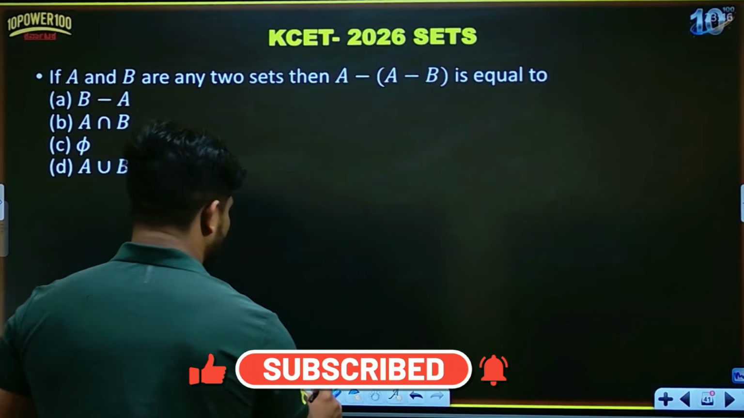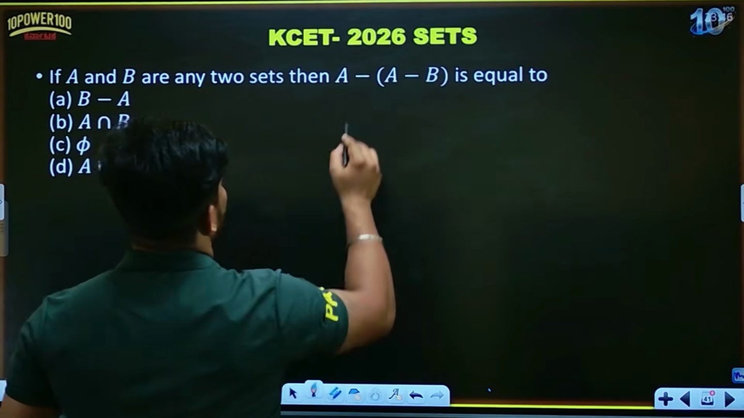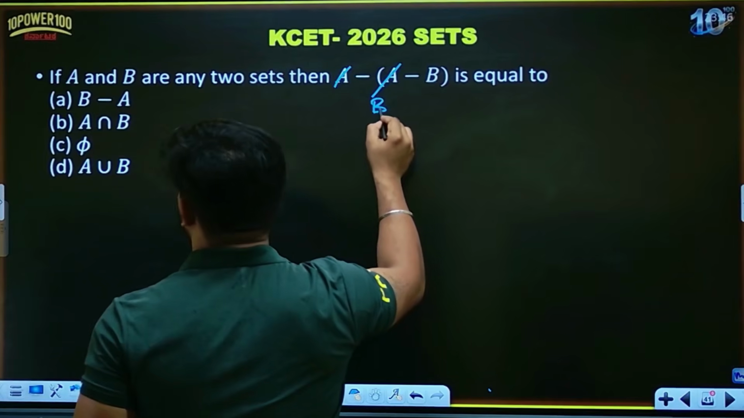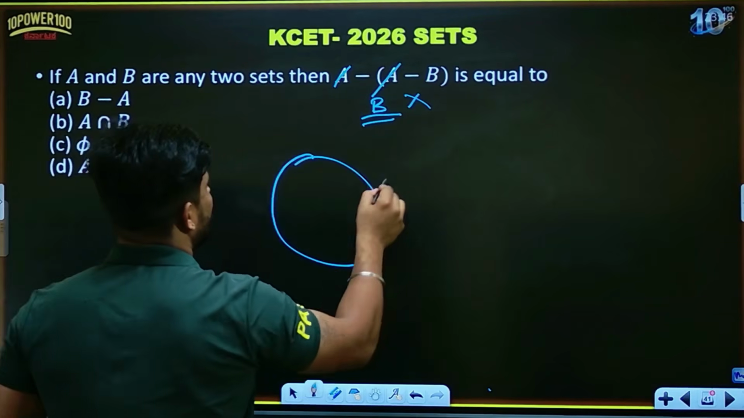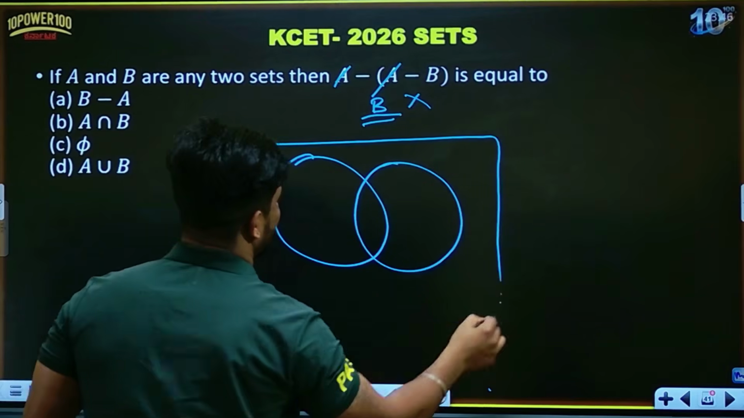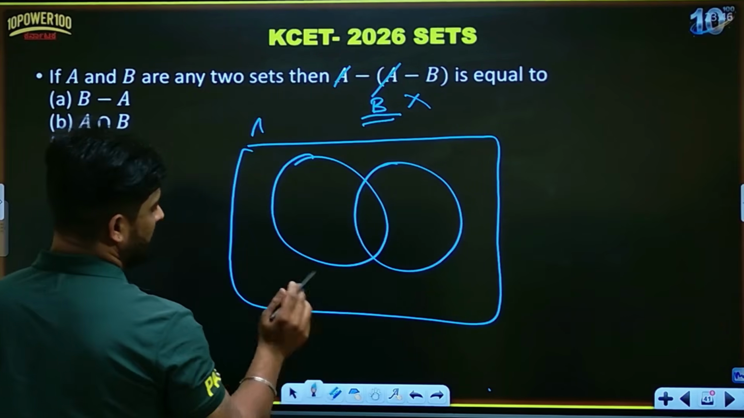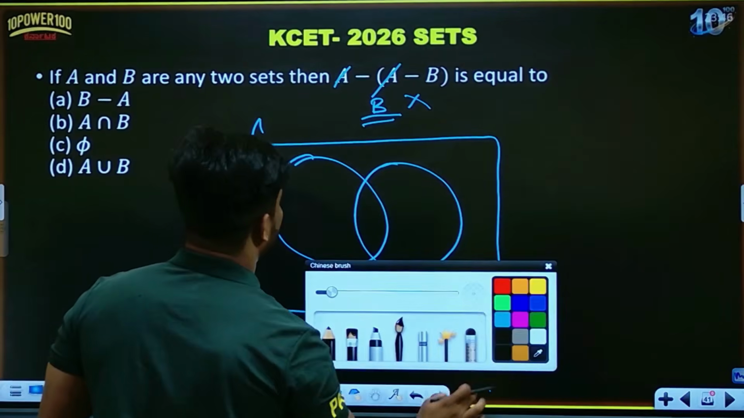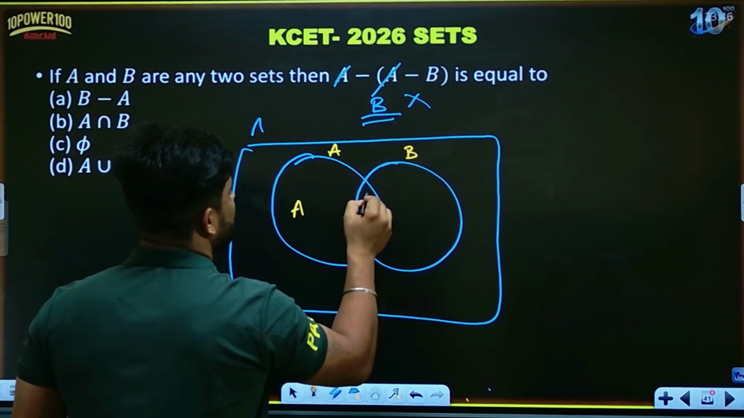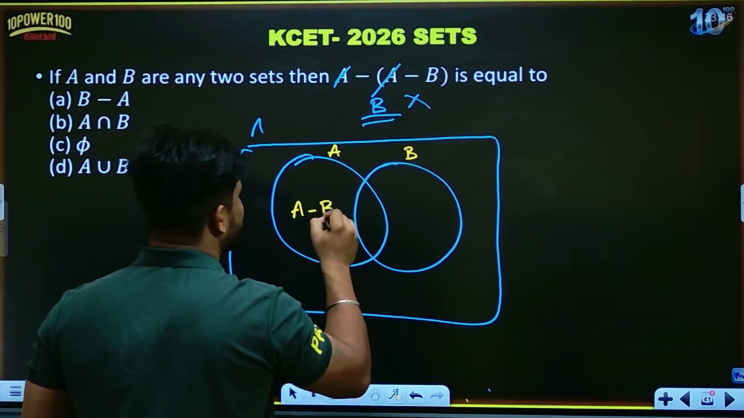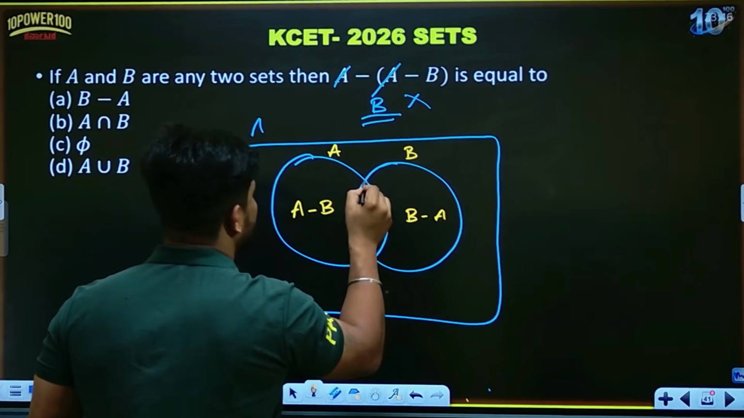Next, if you do this like normal algebra, the answer would be plus b, but it's not possible like this. So we have to go by using the Venn diagram. You can also take an example. So this is the Venn diagram. This is A, this is B. This is A intersection B. This is A minus B, and this is B minus A, the moon shapes.